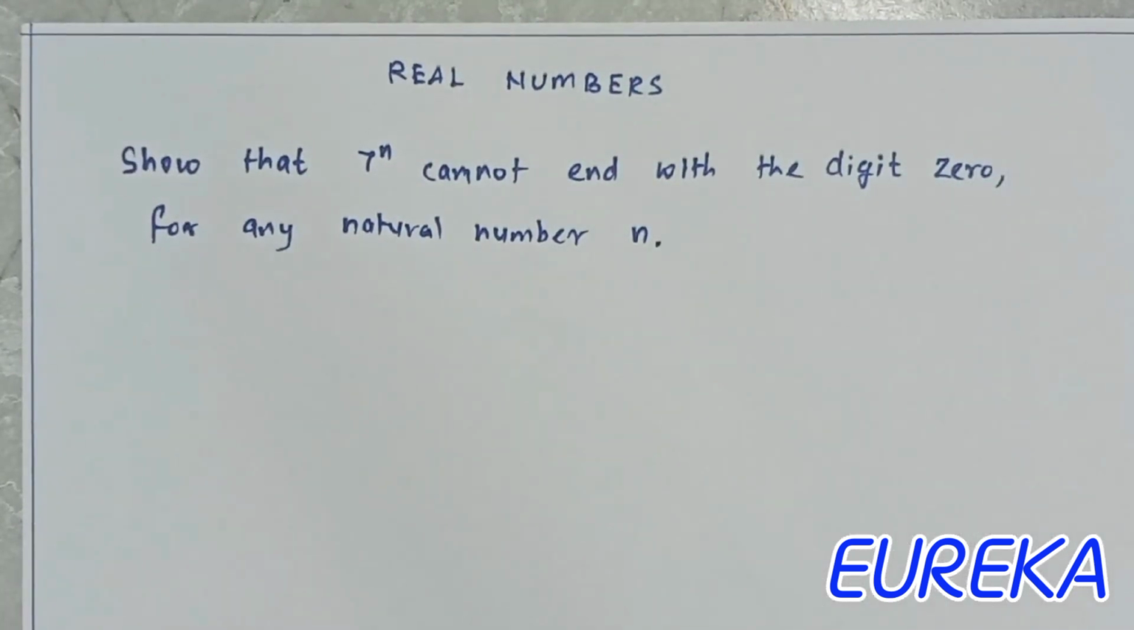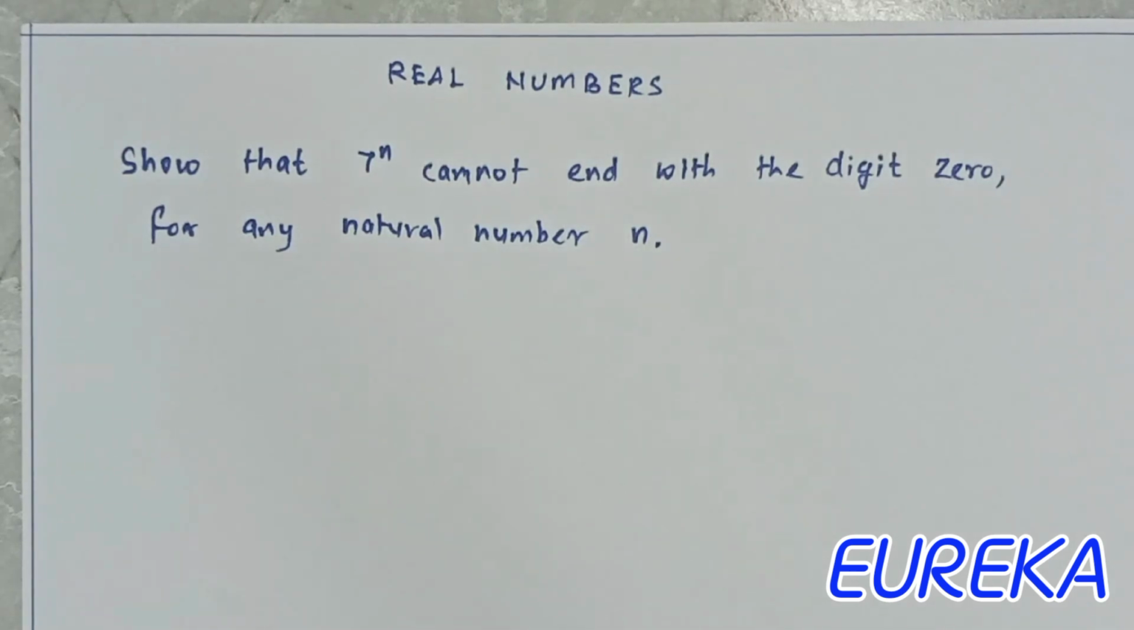The question is: show that 7 to the power n cannot end with the digit 0 for any natural number n. Why will 7 to the power n not end with 0 for any power n? Just imagine that we are discussing this for any power n, n can be 1, n can be 2, n can be 3, anything. So why is this so?